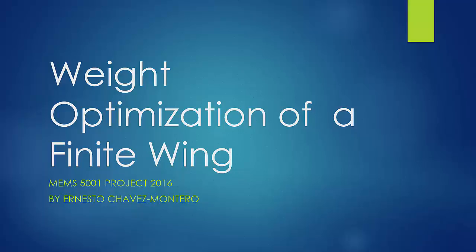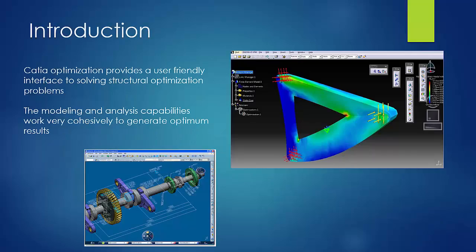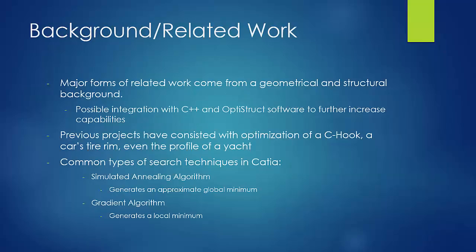Hello, my name is Ernesto Chavez, and this is my optimization project of a weight optimization of a finite wing. I completed my project using CATIA V5 tools to generate my optimization project using design, analysis, and optimization tools in CATIA to minimize the weight of a wing.